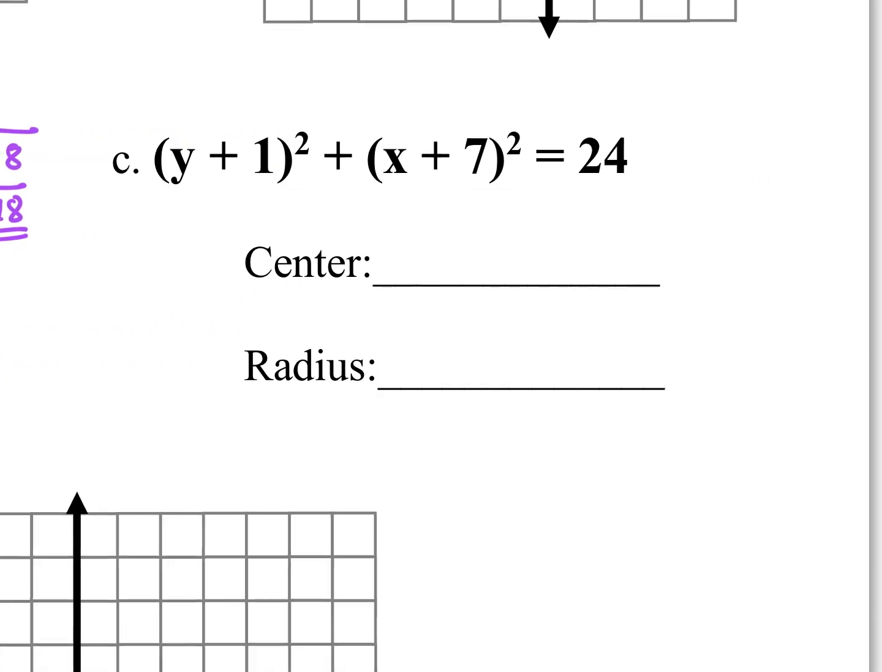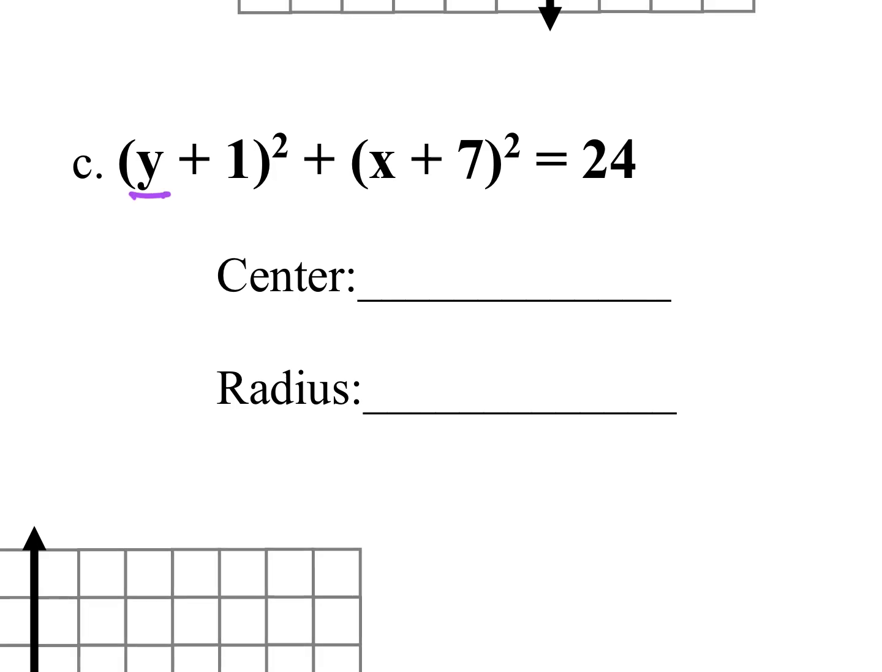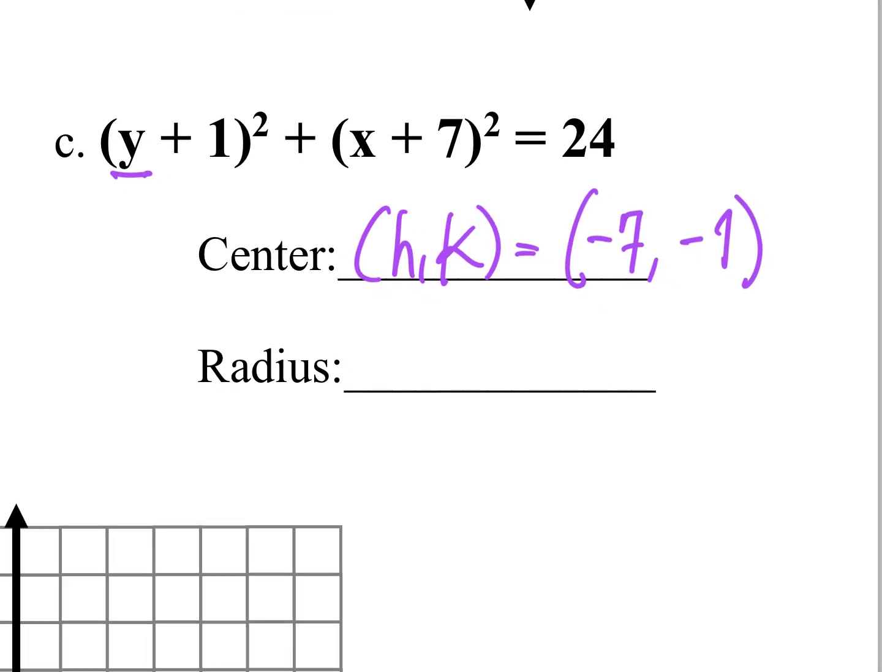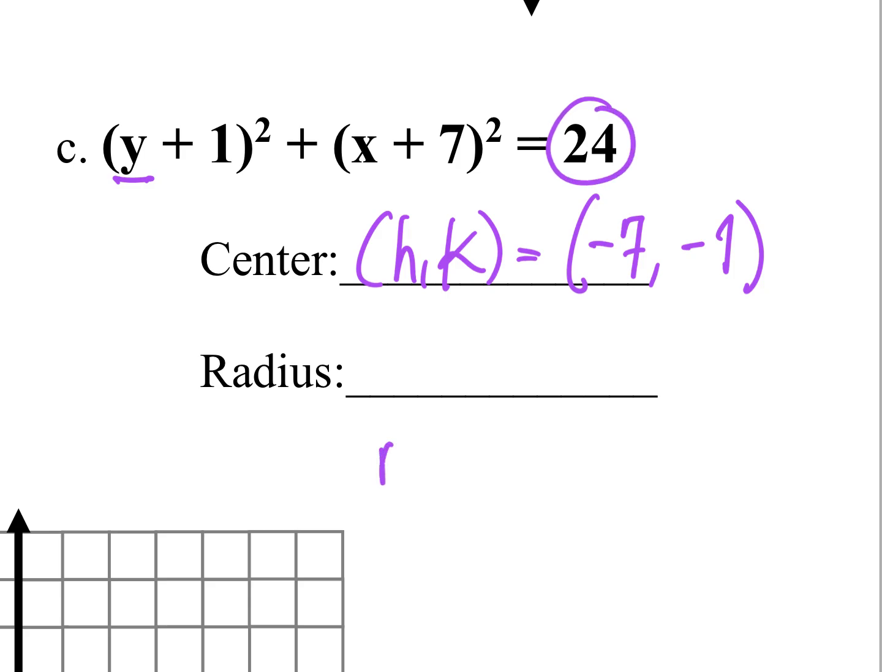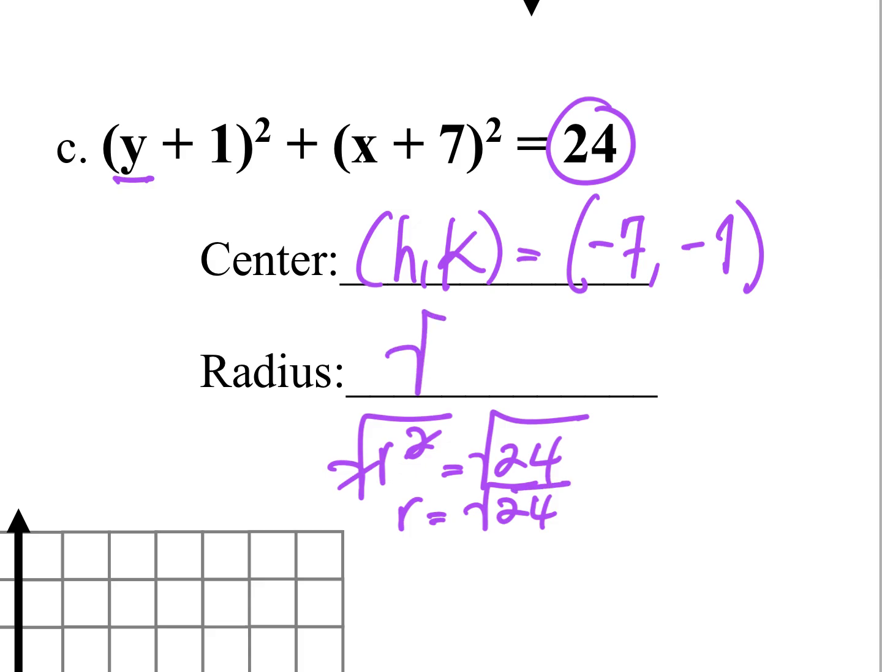Okay, letter C, y plus 1. Again, don't get confused. The y came first. Your center is always in the form of h and k, and that will never change. So in here, my h here is negative 7, and my k is negative 1. Now, same situation where our r squared is equal to 24. Getting the square root of both sides, we're going to just be given square root of 24. So in this case, it's square root of 24.